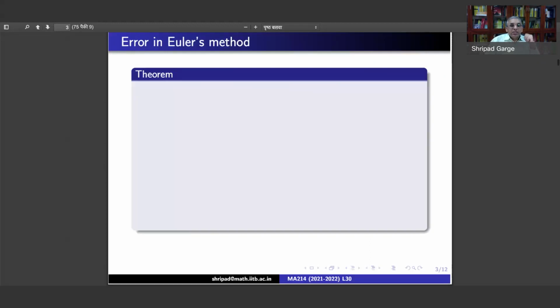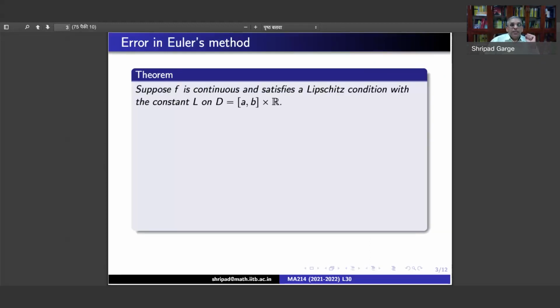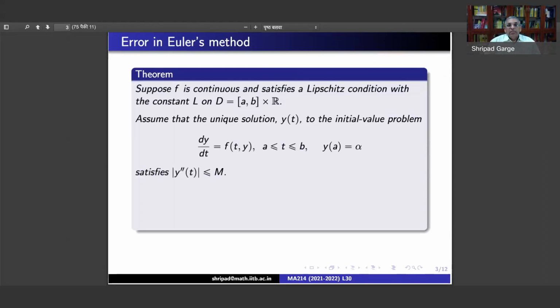Okay, so let's state it as a theorem. Suppose we have a continuous function f, and suppose this continuous function satisfies the Lipschitz condition with the constant capital L on a vertical strip, an infinite vertical strip. Assume that the unique solution y(t), whose existence we saw in the previous lecture. It's a result that whenever you have a continuous function which satisfies a Lipschitz condition, then the corresponding initial value problem has a unique solution.